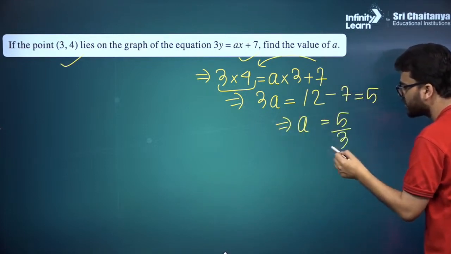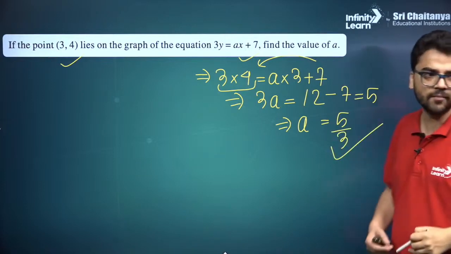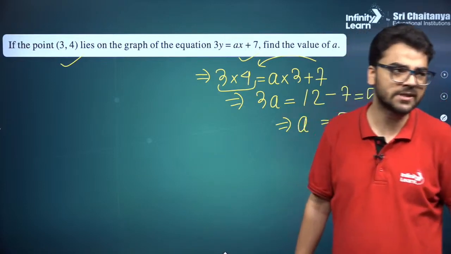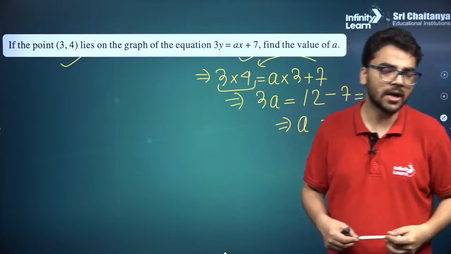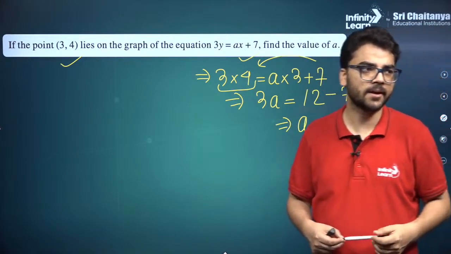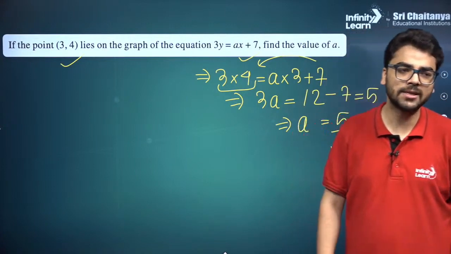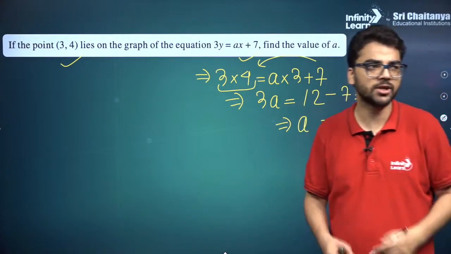You are doing some mistake, Jamin. A is equal to 5 by 3 is the answer, Jamin. You are doing some slight calculation mistake. Is it clear, Bimla, Thakurji, Sweetie? Yep. Any doubt in this question, guys, to every student watching this?